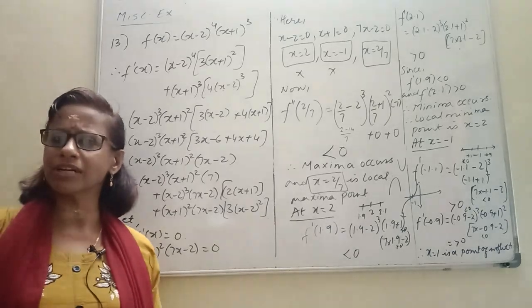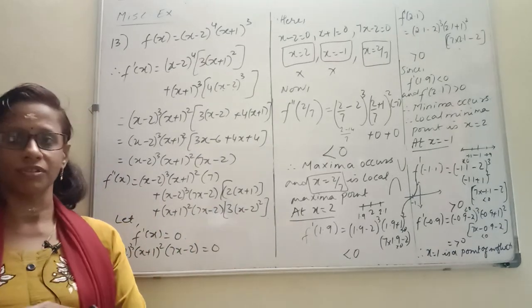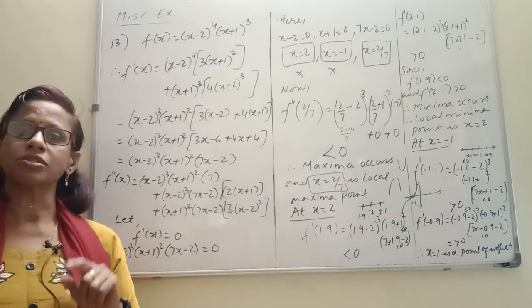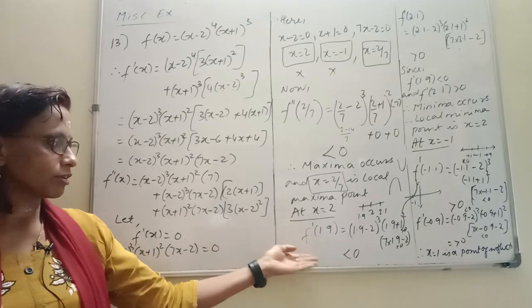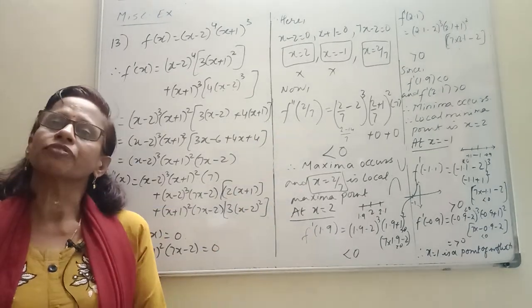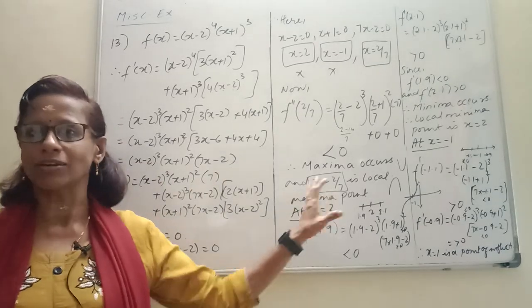You take the first derivative and check if it's going from positive to negative or negative to positive. If it goes from positive to negative, it's a maxima point. If it is going from negative to positive, then it's a minima point, as we got here. If nothing happens, it's a point of inflection. That's the beauty of this problem. Simple, but the concept is there.